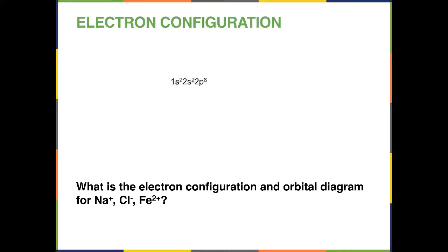This is the first one, sodium plus, and notice it has the same electron configuration as neon. This is chlorine minus, and notice it has the same electron configuration as the noble gas next door. And this is iron, and it does not have a noble gas configuration, which is sort of interesting, but this is what it looks like when it loses its two outer electrons.